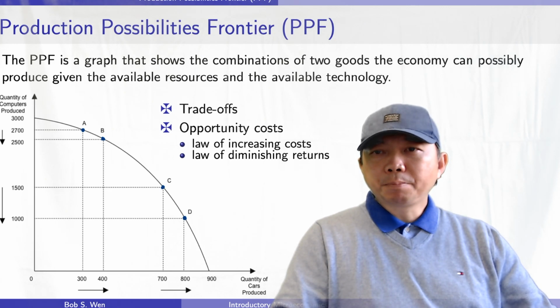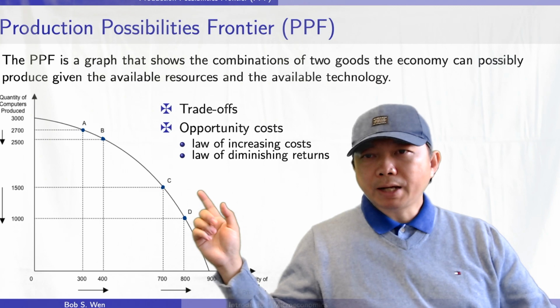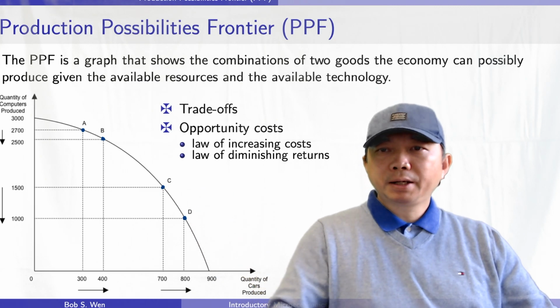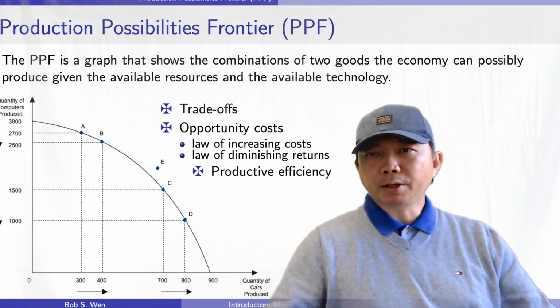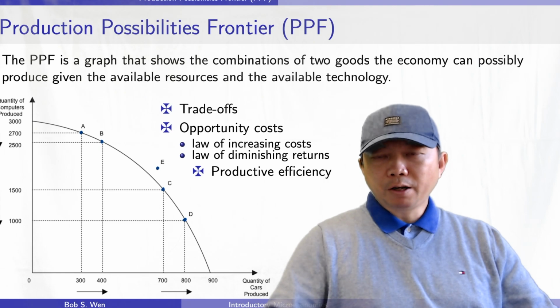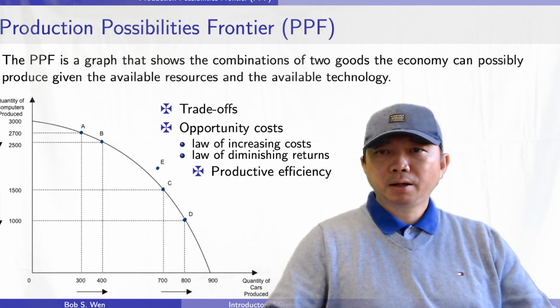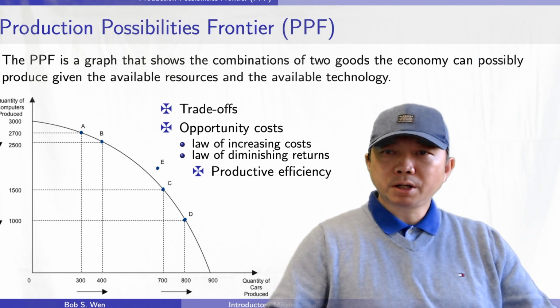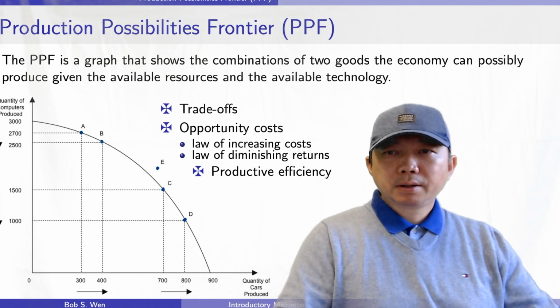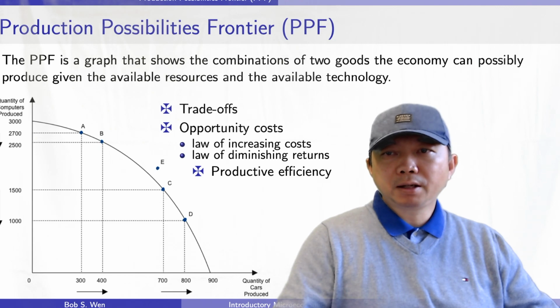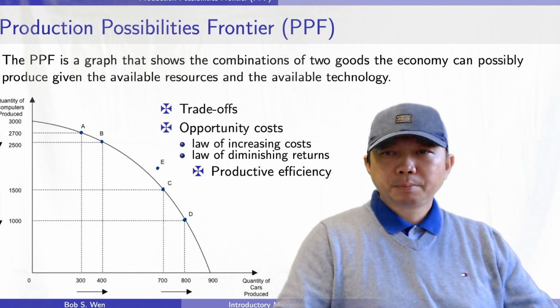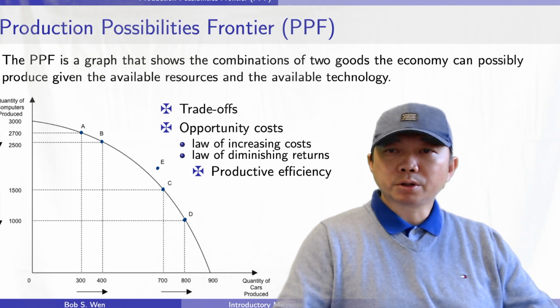All choices on the PPF in this graph, including A, B, C, and D, display productive efficiency. Productive efficiency means that, given the available resources and technology, it's impossible to produce more of one good without decreasing the quantity of another good. Any choice inside the production possibilities frontier is productively inefficient and wasteful, because it's possible to produce more of one good or some combinations of both goods.